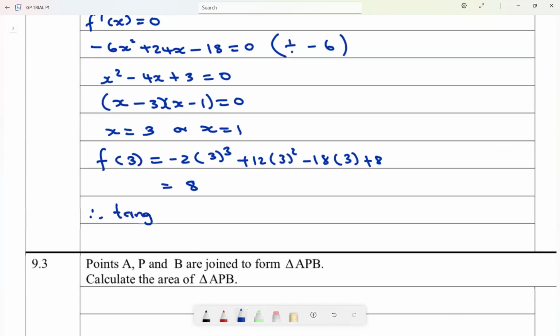Therefore, the tangent passes through point C and D.